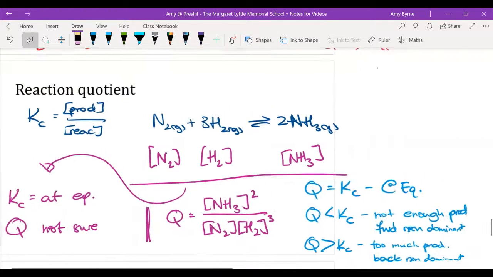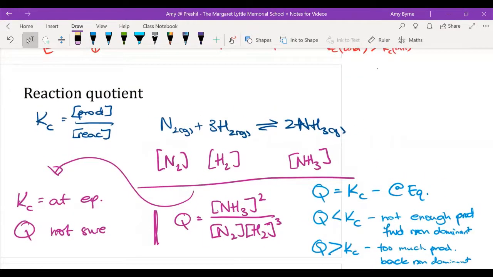So reaction quotient is exactly the same fraction as we developed all the way back at the beginning of this topic. It's just the application for when I'm not sure whether I'm at equilibrium or not.